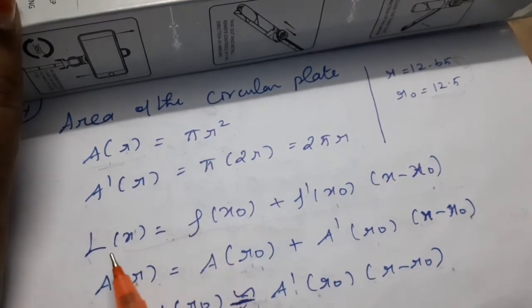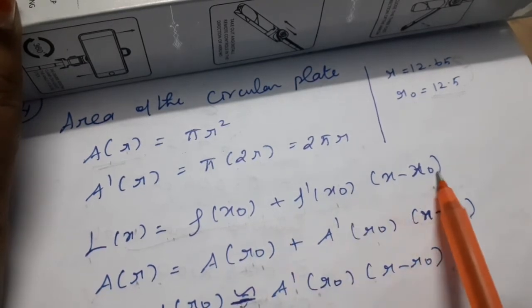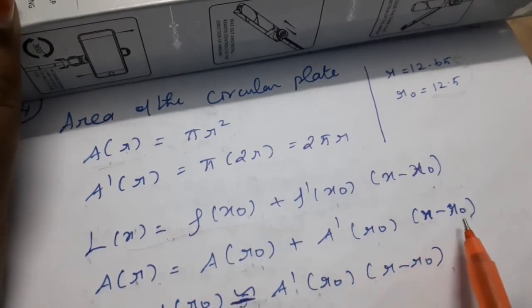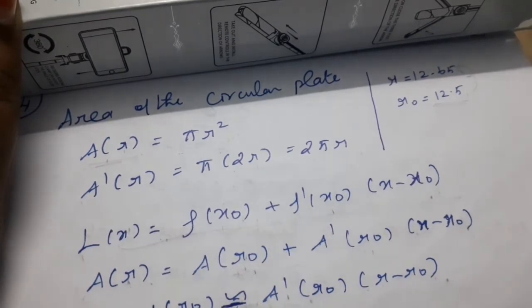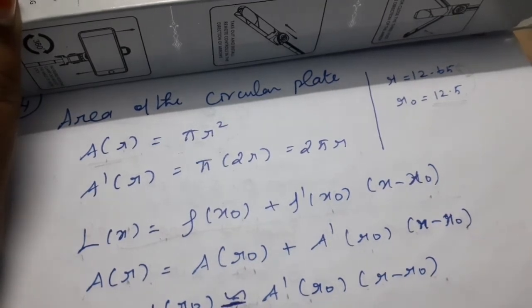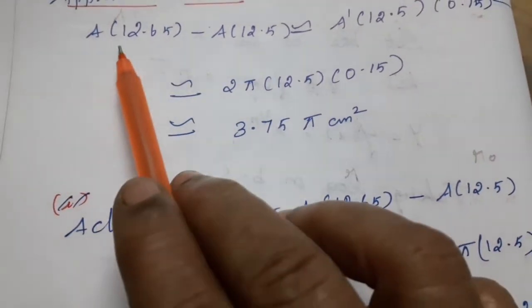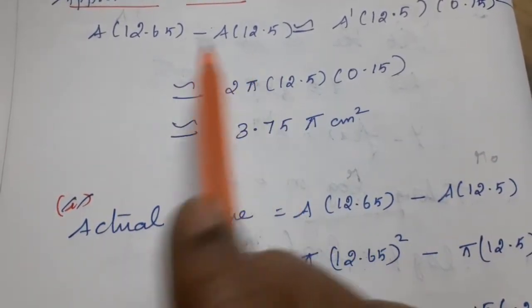L of x is equal to f of x naught plus f dash of x naught into x minus x naught. Now instead of x, replace r: A of r equals A of r naught plus A dash of r naught into r minus r naught. Subtracting A of r naught, A of r minus A of r naught is approximately equal to A dash of r naught into r minus r naught. Find the approximate value. What is our approximate value? It is the area of 12.65 minus the area of 12.5.